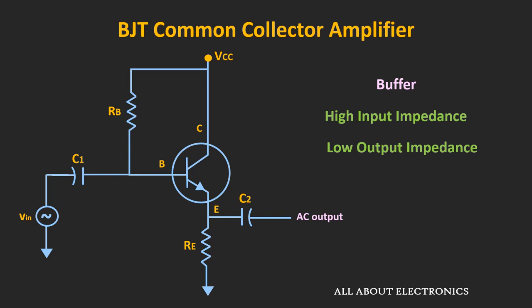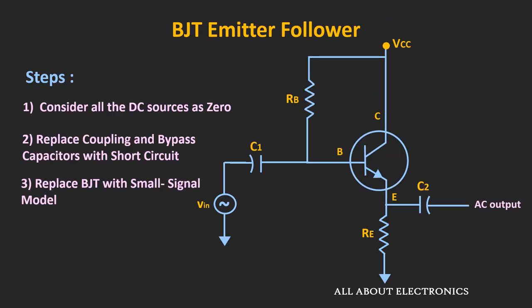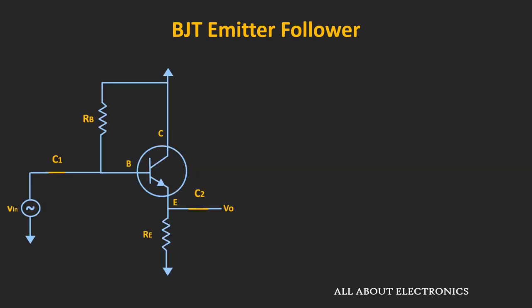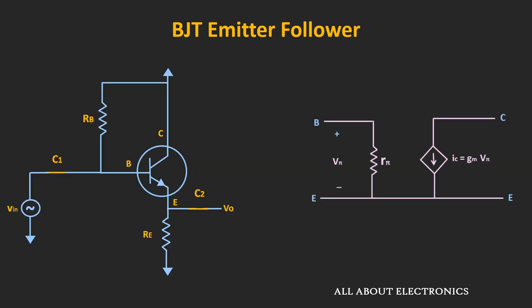For that, let us do the small signal analysis of this given circuit. For the small signal analysis, we will follow the same procedure. That means we will consider all the DC sources in the circuit as 0, while we will consider all the coupling capacitors as a short circuit. And then after, we will replace the BJT by the small signal model.